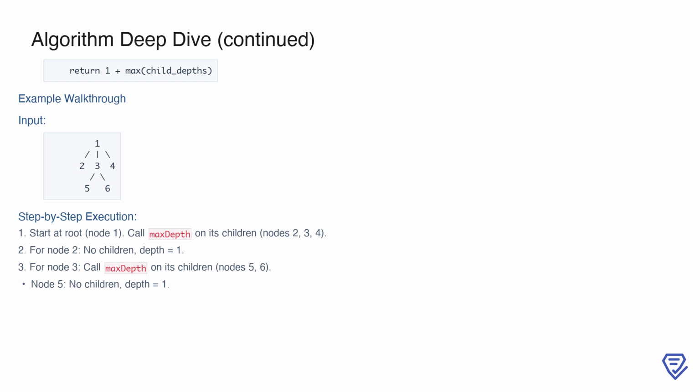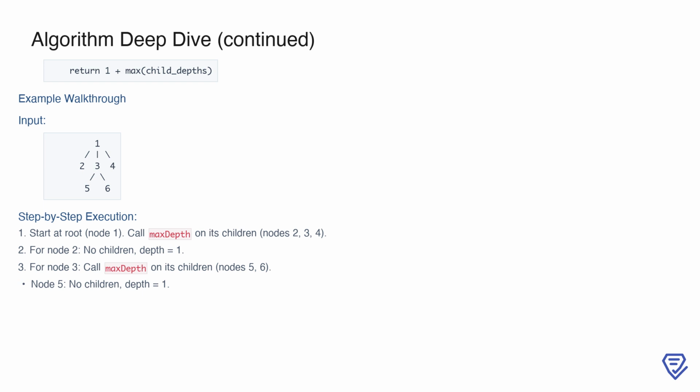This additional 1 accounts for the current node's level. To better understand this, let's walk through an example. Consider an N-ary tree with root node 1, which has 3 children, nodes 2, 3, and 4. Node 3, in turn, has 2 children, nodes 5 and 6.